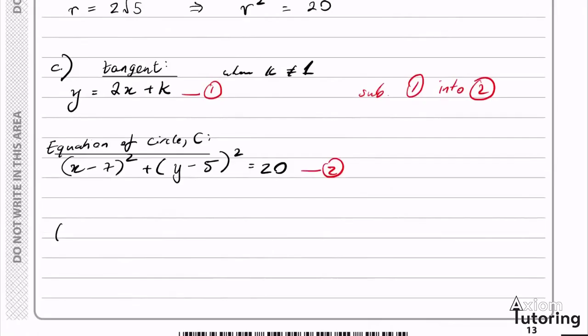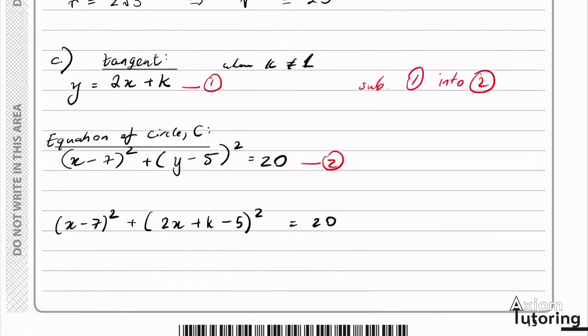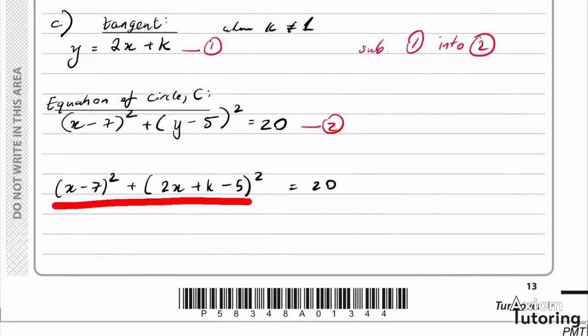So we get (x minus 7) all squared. That remains the same. Plus (y minus 5), but of course, y is our 2x plus k line, so (2x plus k minus 5) all squared equals 20. So now what we want to do is multiply out the left-hand side. And I'm just going to write these double brackets out. That way it might be easier to multiply out all the terms using the FOIL method, but we won't spend too long doing that.